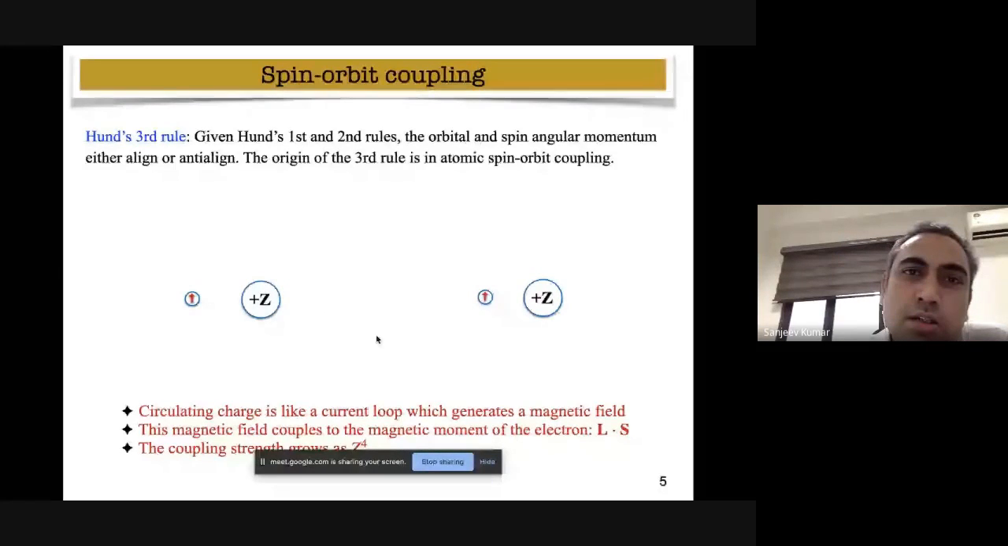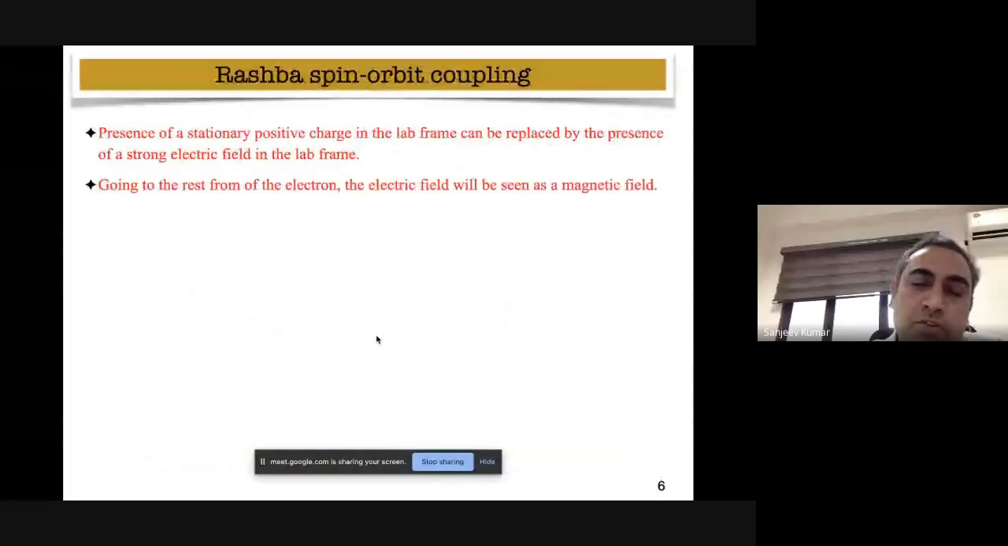Now, what is Rashba spin orbit coupling? So this is coming back to the keyword in the title. So what is Rashba spin orbit coupling? Well, let's say that in the previous example of atomic spin orbit coupling, we utilized the presence of the positive charge and its motion when we switch from the lab frame to the rest frame of the electron.